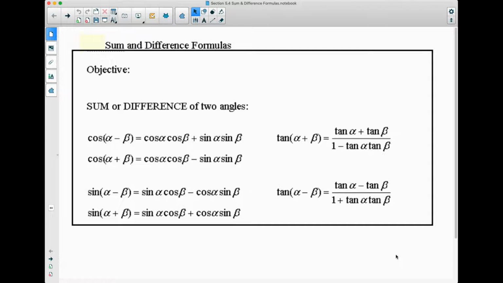All right, does everyone have these in their notes? Okay. So like I said, the hard part is not setting them up, it's simplifying. Okay, so what do these formulas do for us? Okay, let's think about it for a second.